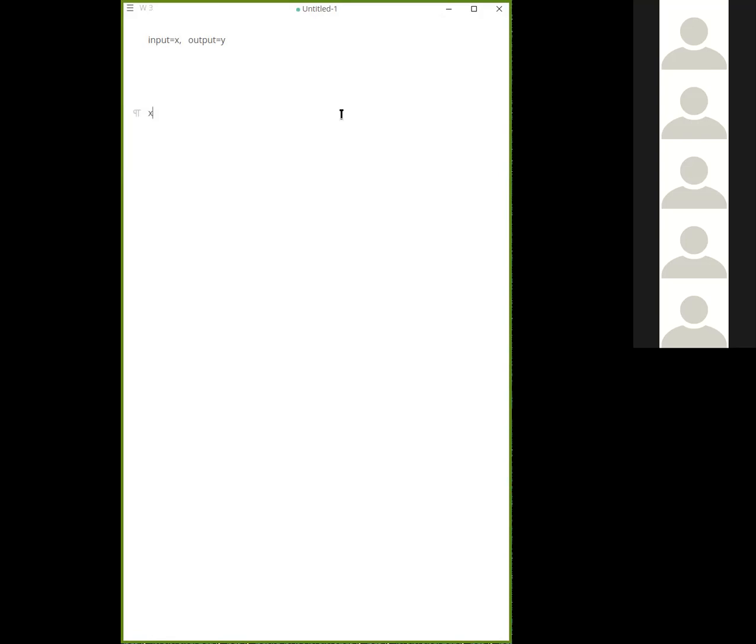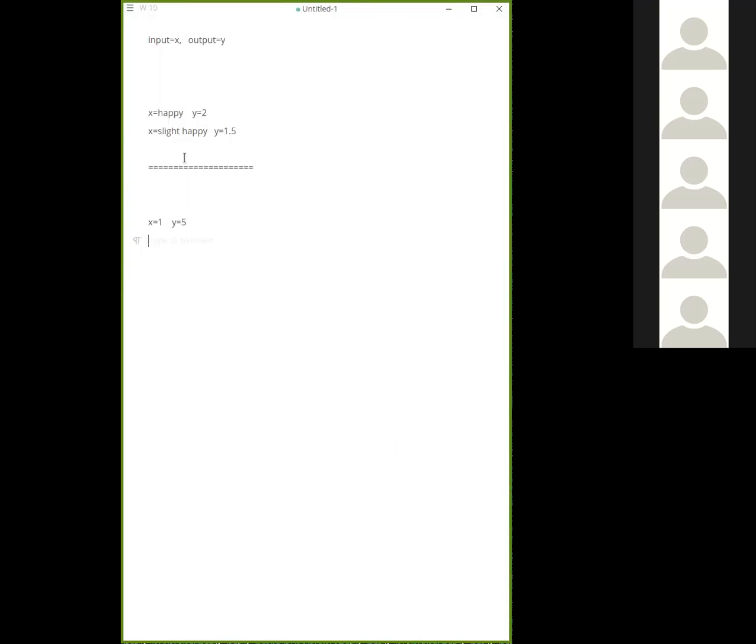Assume that x is happy and then y is, say, 1.5. So this might be what the final product will look like. But to get you started, assume the numbers are numeric. So say x equals 1, y equals 5; x equals 2, y equals 10; x equals 5, y equals 25, something like this.